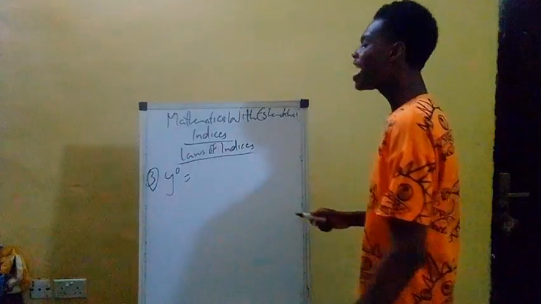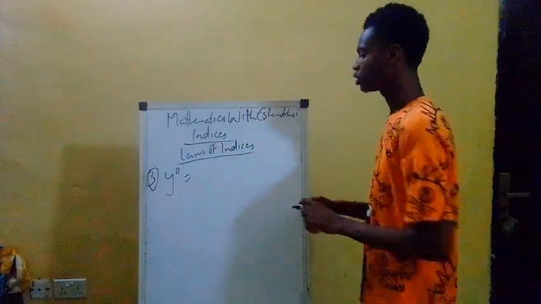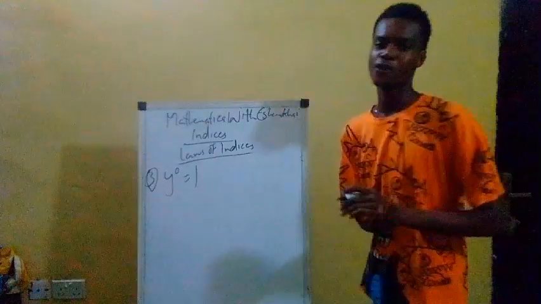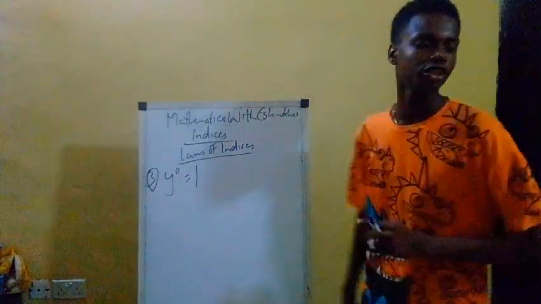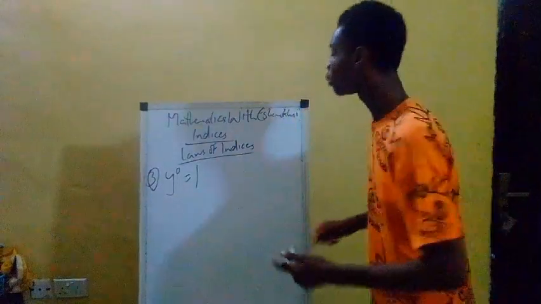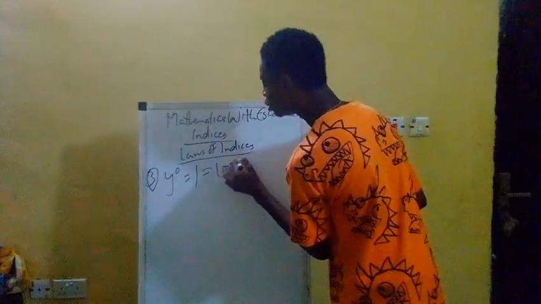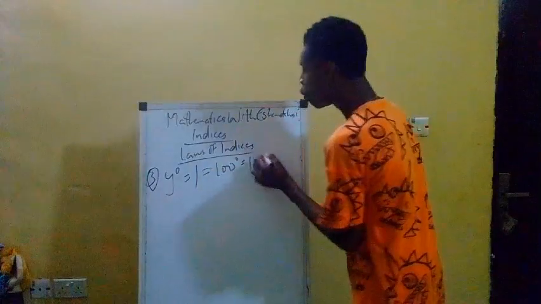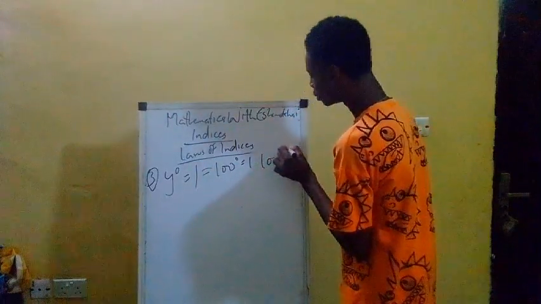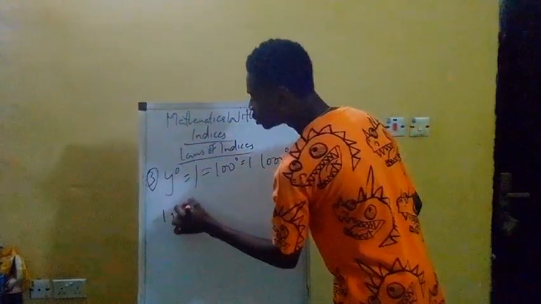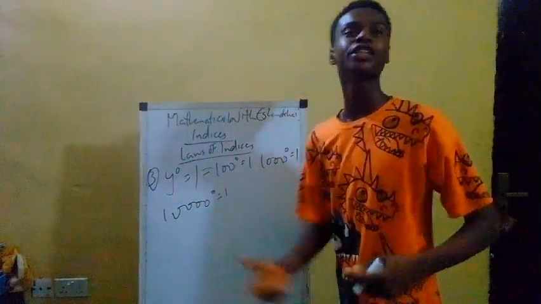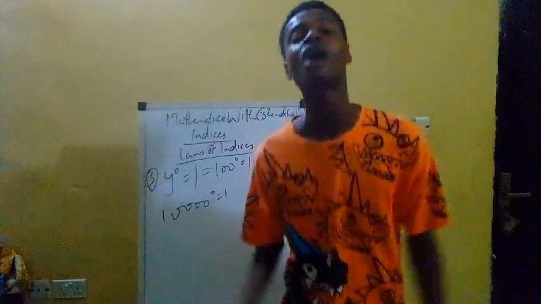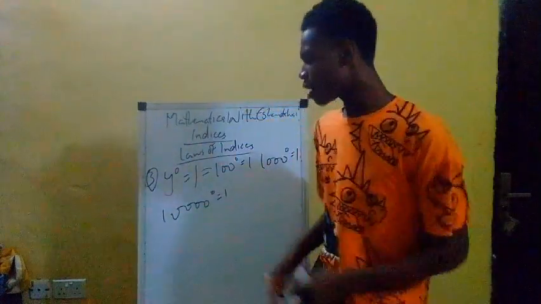Remember that anything raised to power 0 is what? 1. If you remember very well. Everything raised to power 0 is 1. That is the third law of indices. If we have 100 raised to power 0 is 1. 1,000 raised to power 0 is 1. 1 million raised to power 0 is 1. 1 trillion raised to power 0 is 1. That is the third law of indices.